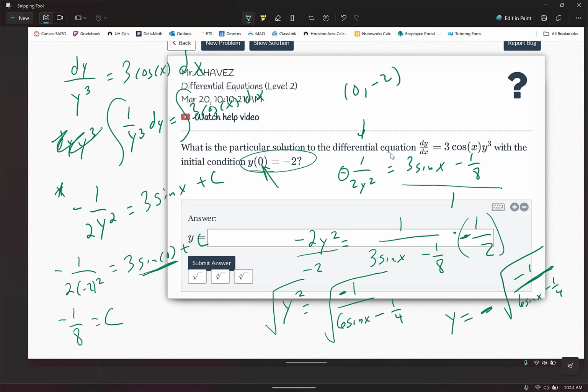When I plug in a 0, I need to get a -2. So let's see. Sine of 0 is 0. -1 divided by -1/4 is 4. The square root of 4 is 2. But I have a -2 as the output.